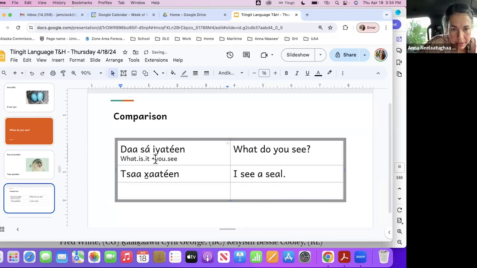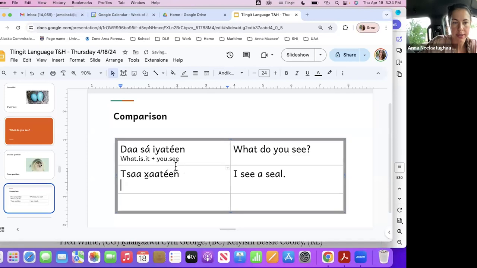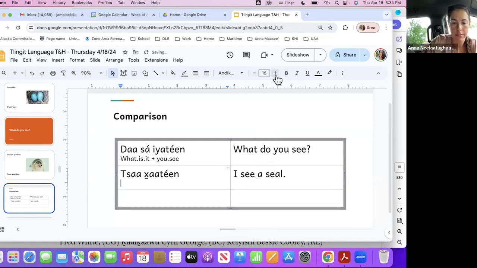I'm gonna try to make this a little better. There's no real way to make this not look weird, but does it kind of make sense that da sa means what is it? Yeah, what, or like what question, and then you see. And then if we go to sa khatin, we're gonna do I see.